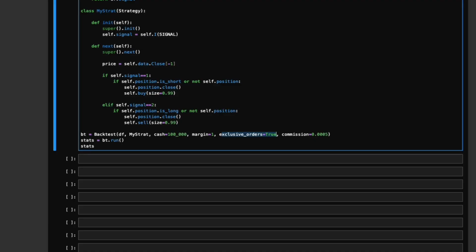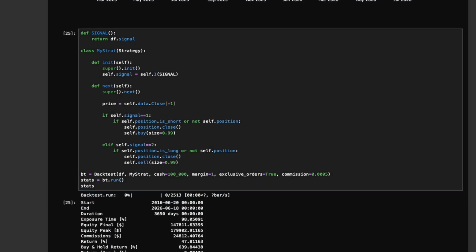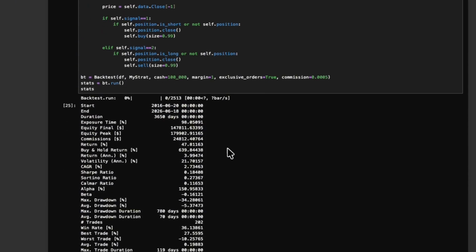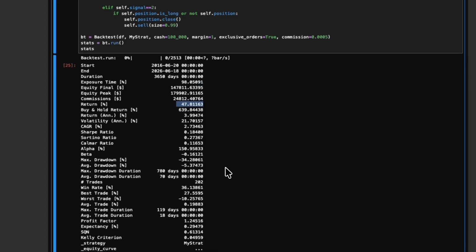So a get long and then sell long, and then no leverage. So margin equals 1. I'm going to start with a cash balance of 100 grand, and that's it. If I now run this, this is what we get in raw format, and you can see it doesn't do very well at all. So you're in the market all the time, and it made a whole 47%.